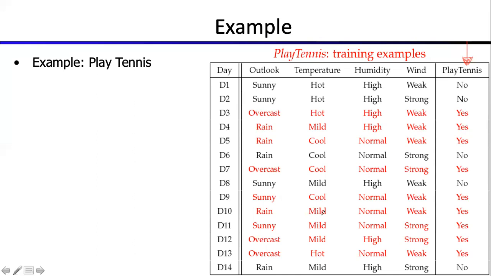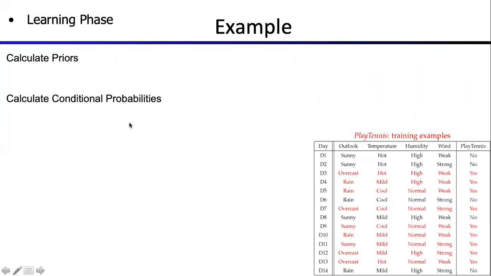So playing tennis is 9/14. You simply count how many times you have a yes here for playing tennis out of the total instances, so that would be 9/14. And the probability of not playing, you simply count the number of no's present in this table, and that would be 5/14. So my priors in this particular case would be: playing tennis, yes, is 9/14, and not playing tennis is 5/14. So that's the first thing that we were supposed to do.